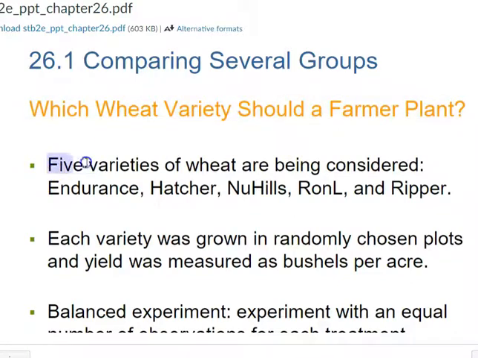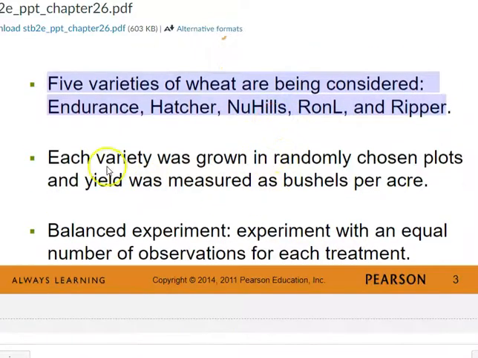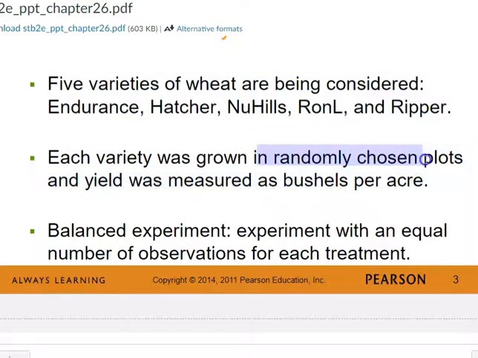So we have 5 varieties being considered: Endurance, Hatcher, New Hills, Ron L, and Reaper. Each variety was grown in a randomly chosen plot. So it is important to understand that our samples were selected randomly.